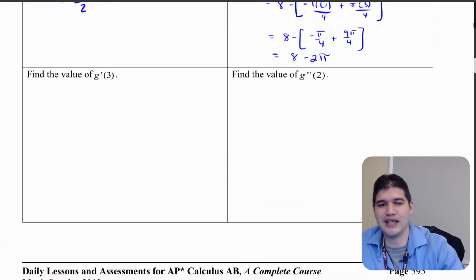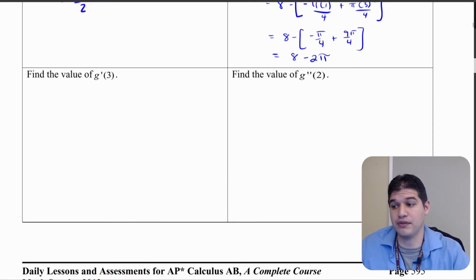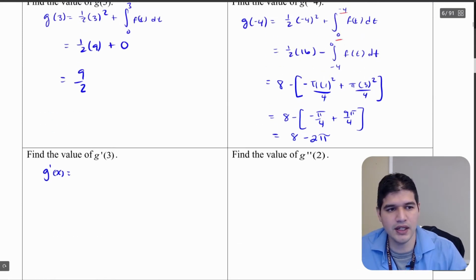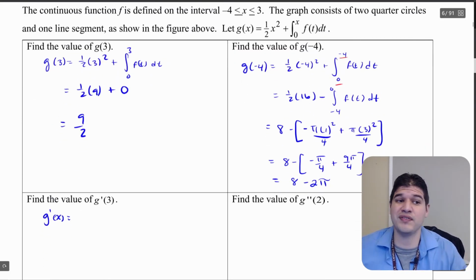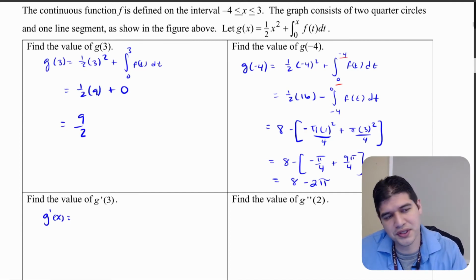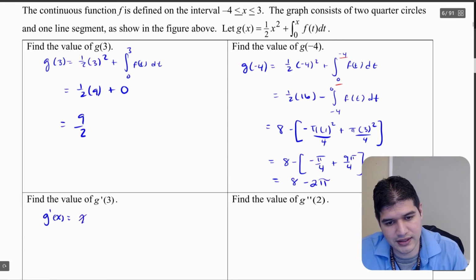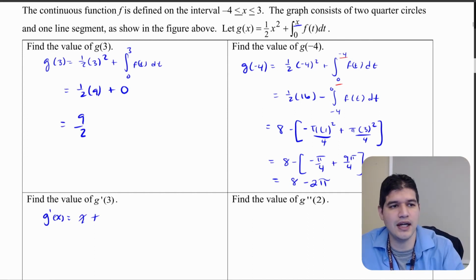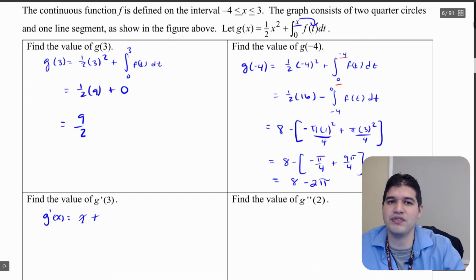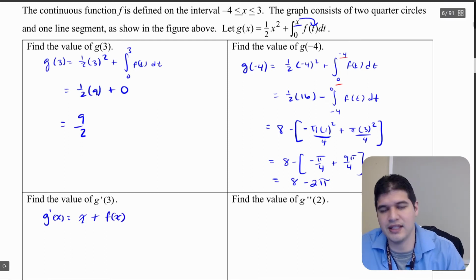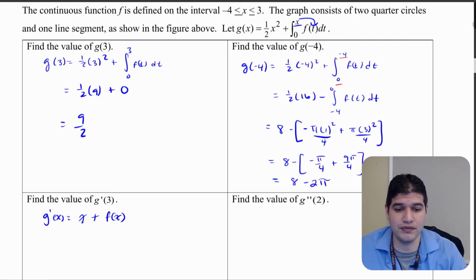So now let's look over here and find the value of g prime of 3. g prime of x is going to be, well, what is the derivative of 1/2 x squared? Bring the 2 down, subtract 1. So 2 times 1/2 is 1, so I just get x here. Plus, since this is x in the integral from 0 to x, all I'm going to do is substitute that in. The derivative of x that I'm multiplying it by is times 1. So plus f of x times 1, the derivative of x.